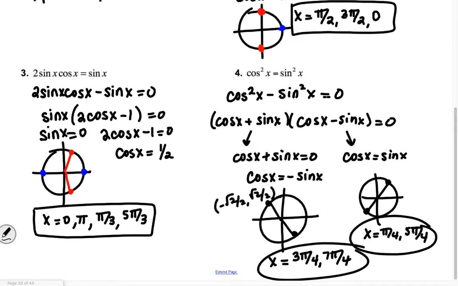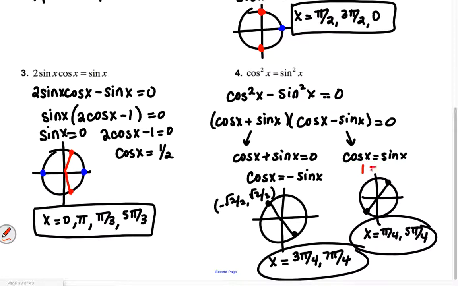You can write them separate if you want, or put them all together. It doesn't matter. Go ahead. For cosine of x equals sine of x, so it's like when is the x value equal to the y value? Yeah. Yep. Another way that you could see it, so she's asking, like, I don't understand what this means when it's like cosine of x equals sine of x. So that is like, when is the x value equal to the y value?